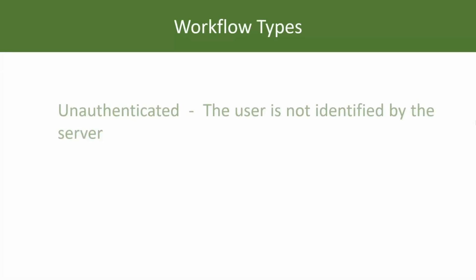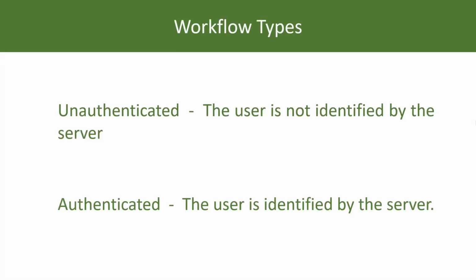So there are only two types of workflow. Okay. One is unauthenticated. Another one is authenticated. Unauthenticated means the user, that is the end user, is not identified by the server. So the server does not know who is accessing. There is no identity. Authenticated means the user is identified by the server.